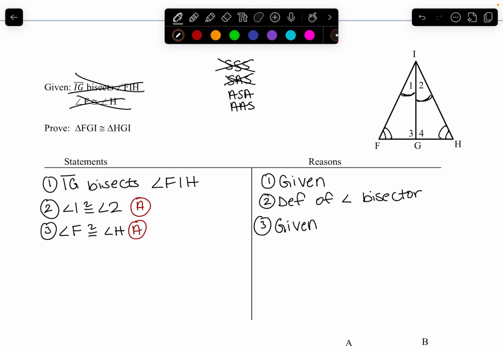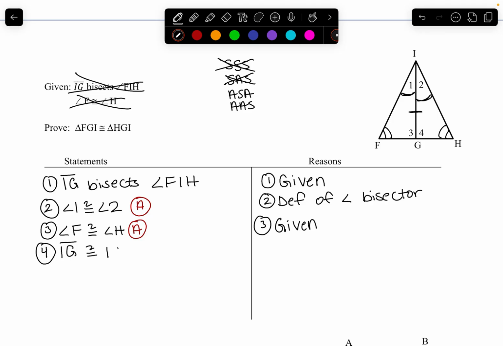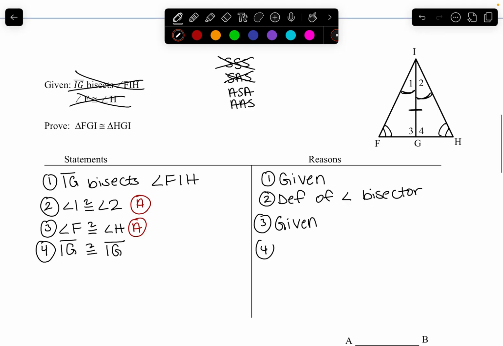Okay, now I've run out of givens, so this is where we have to decide on what other things I can prove are congruent without a given. Your two typical options are going to be vertical angles or the reflexive property. And if you look at this picture, I don't have vertical angles, so my only option would be this reflexive property. So my fourth statement will be that IG is congruent to itself, and that is true because that's what the reflexive property is. Reflexive prop, and now I have a side.